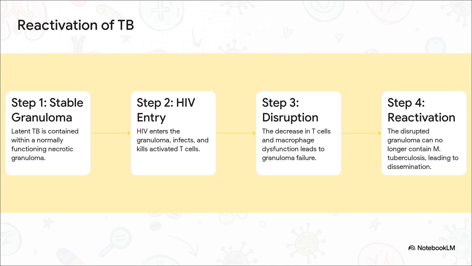This diagram shows that process perfectly, and you should be able to sketch this out in an exam. So in a healthy person, you have a nice, stable granuloma keeping latent TB locked down. But then, HIV gets into the picture. It infects the very cells that are supposed to be guarding that prison wall. As HIV kills off the CD4 T cells inside, the whole structure just falls apart. The TB bacteria escape, reactivate, and then spread all over the body.